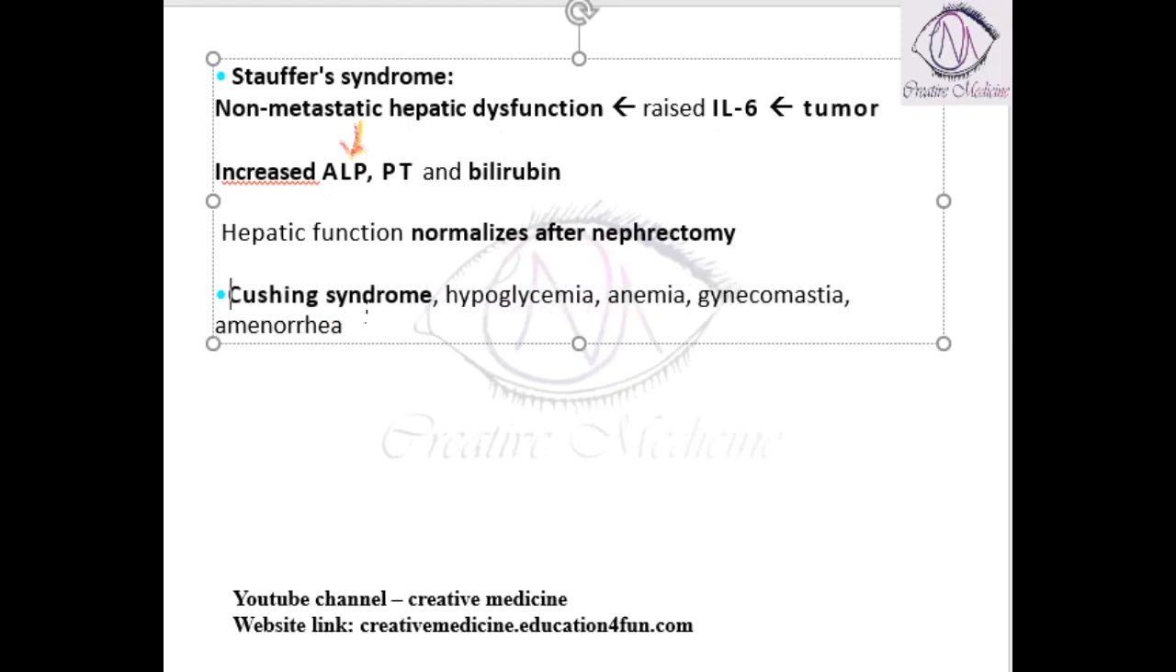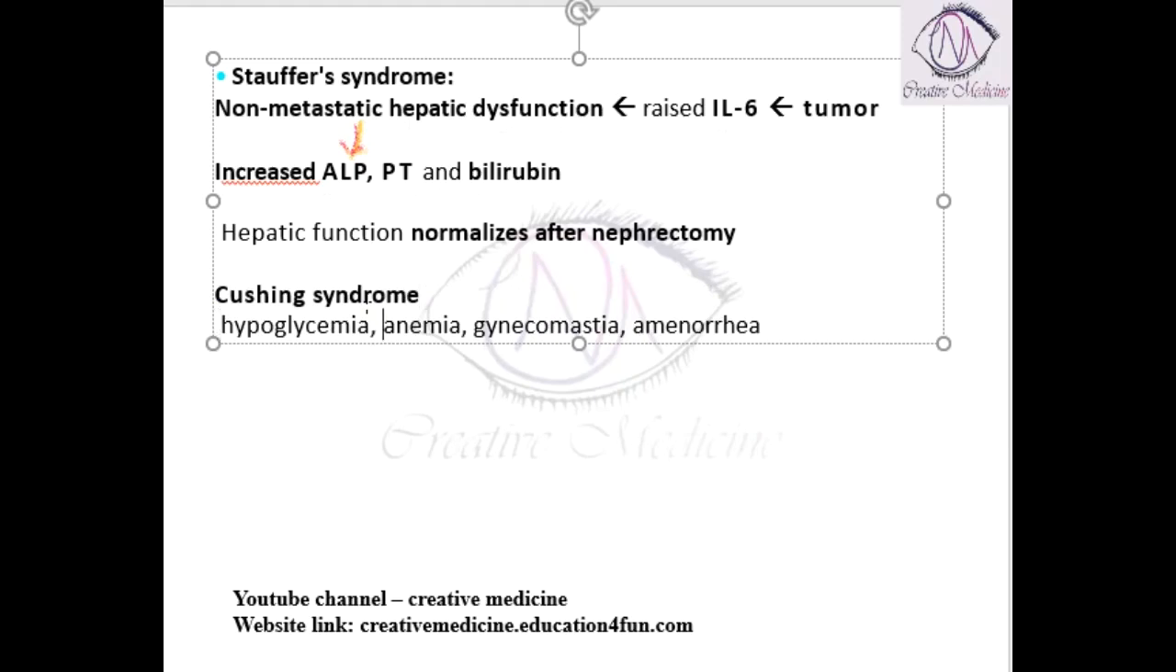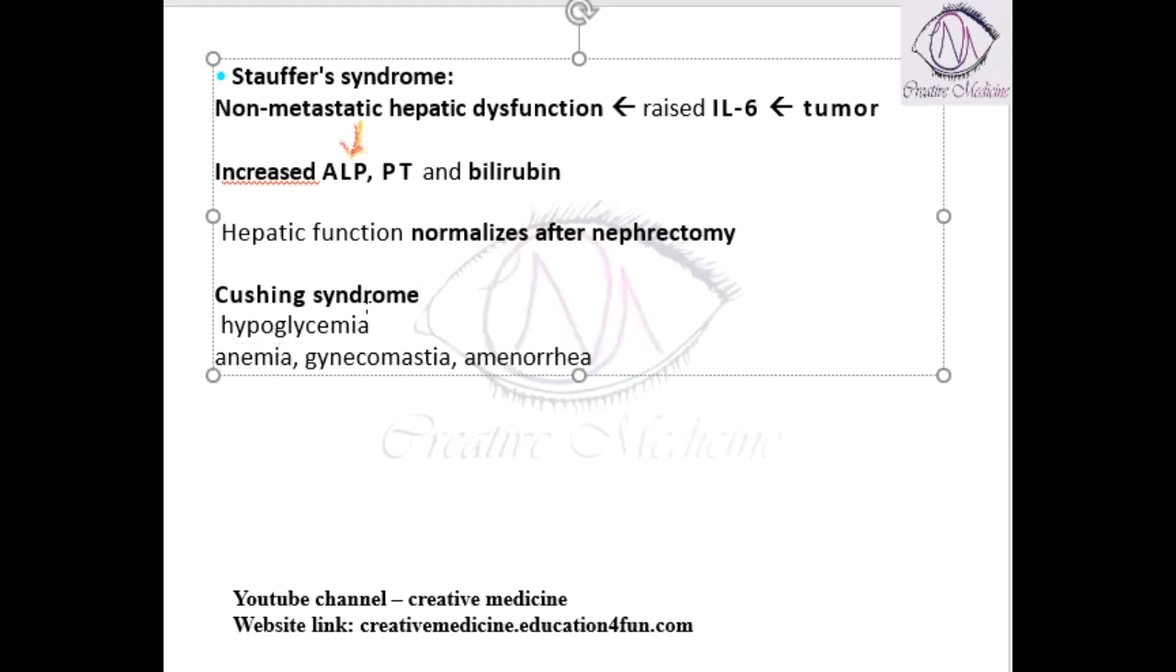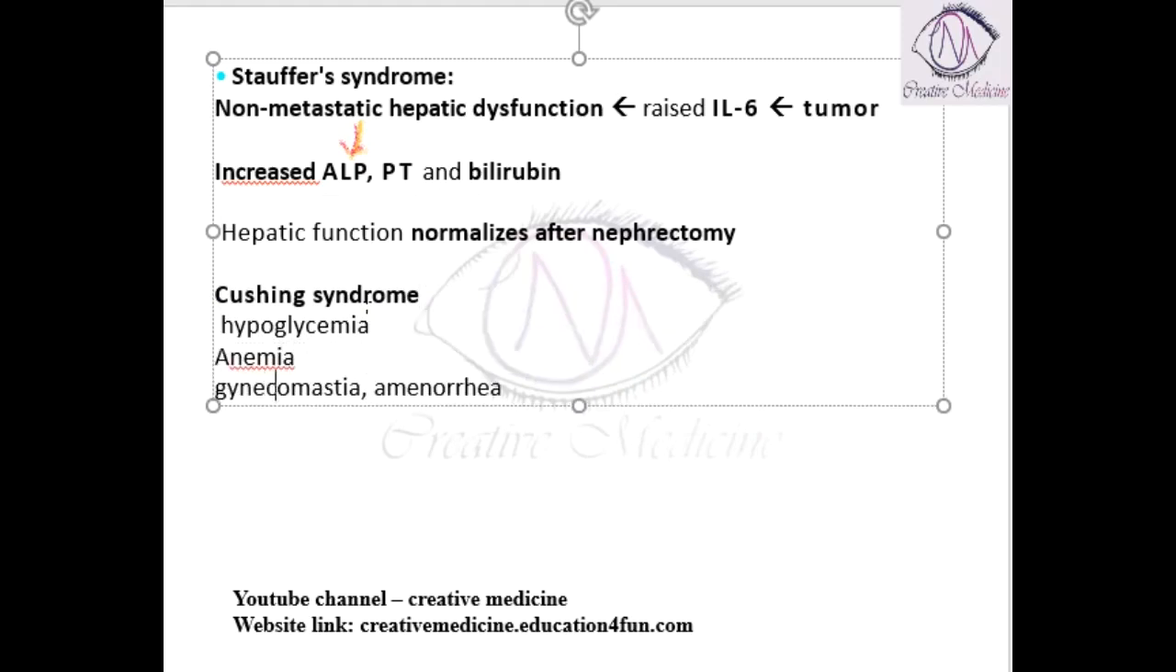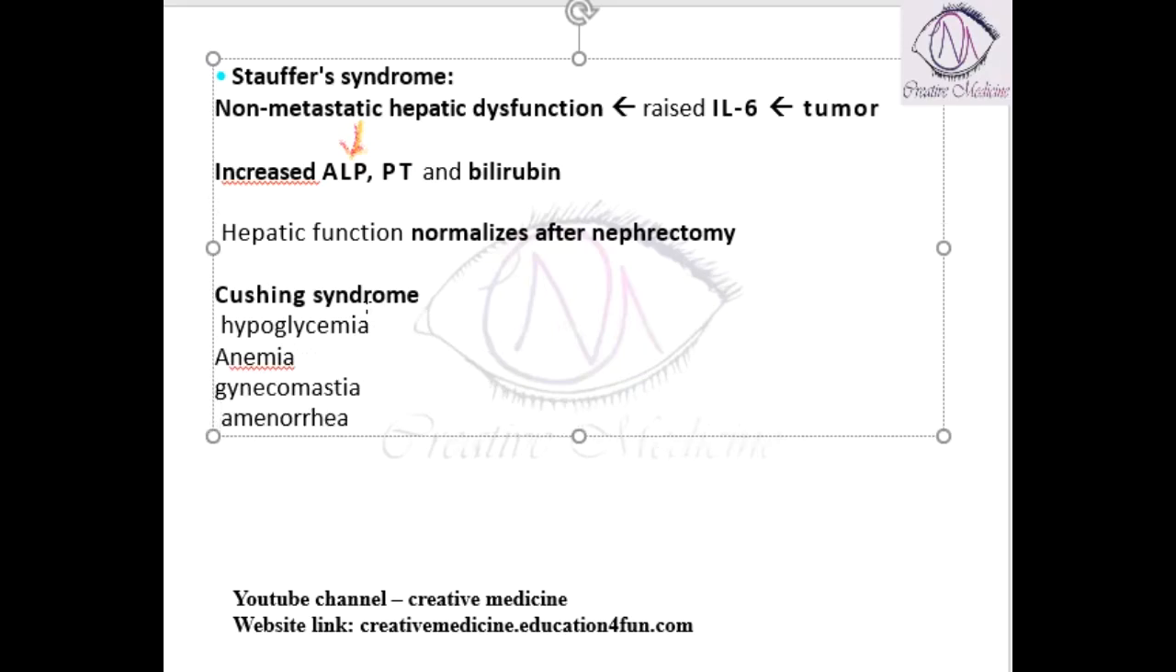Other paraneoplastic syndromes are: the patient can develop Cushing syndrome, hypoglycemia, anemia, gynecomastia and amenorrhea. All these are seen as paraneoplastic syndromes.